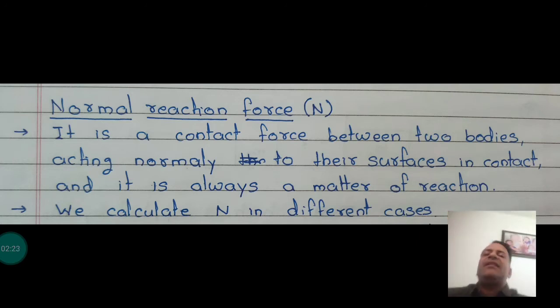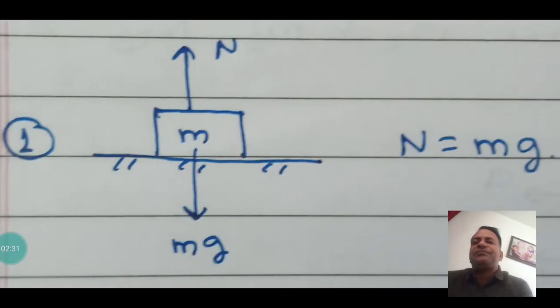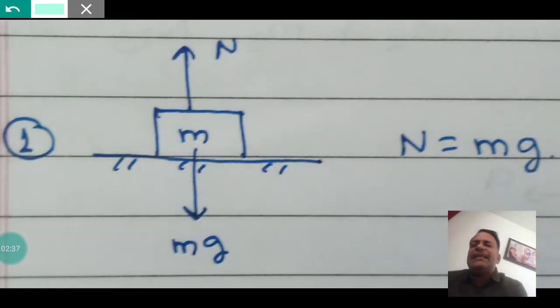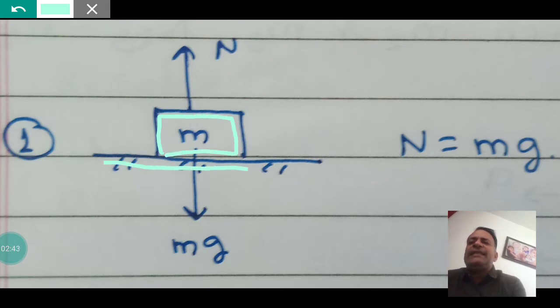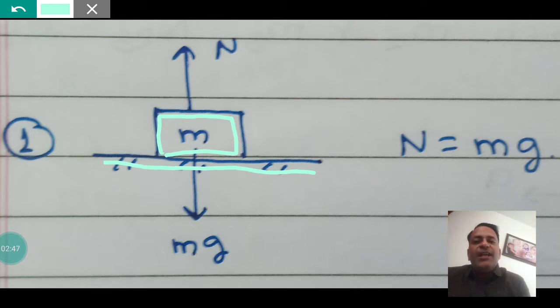Okay, let us calculate this force for a few simple cases, and you will learn more about this normal reaction force. Okay, see case number 1. Here I have a body of mass m. We can see this. This is the body of mass m, and this is resting on a flat surface. Clear?